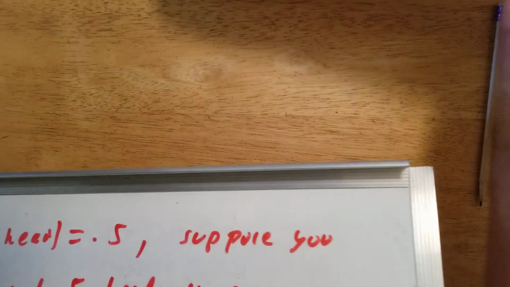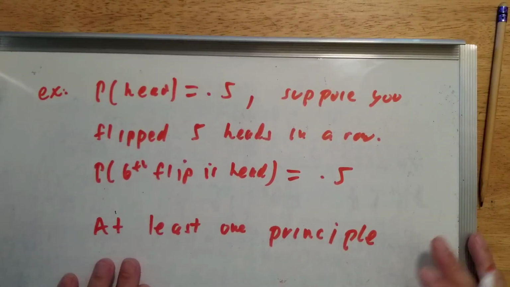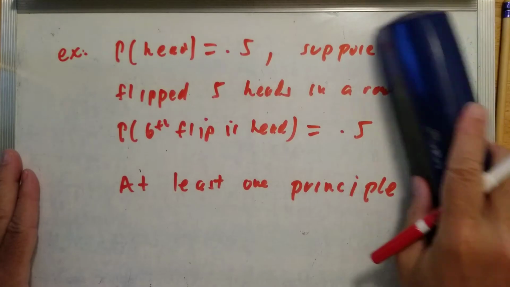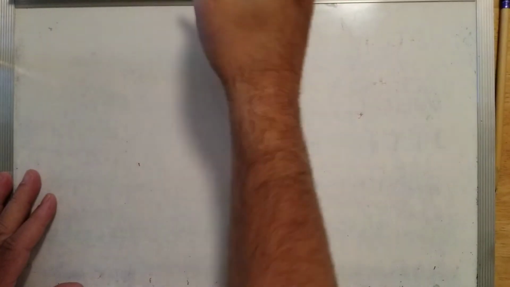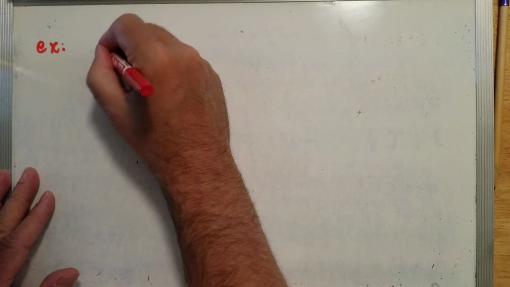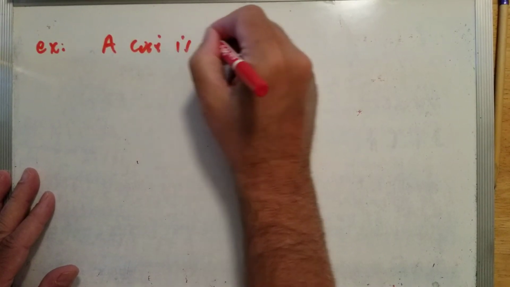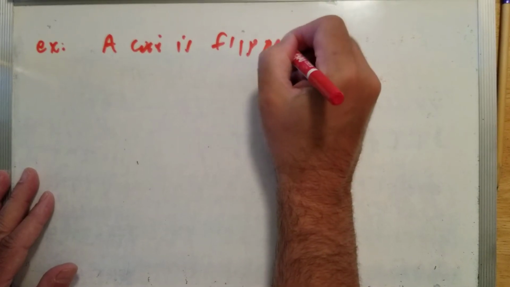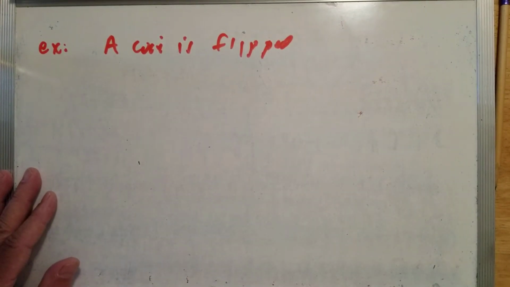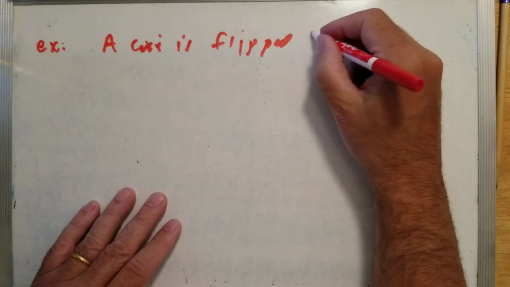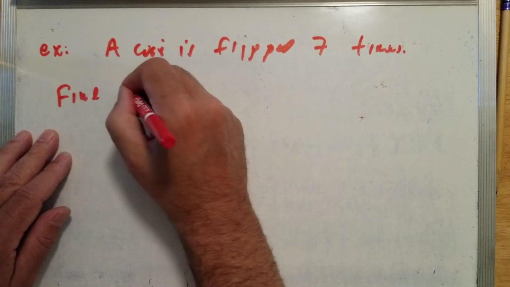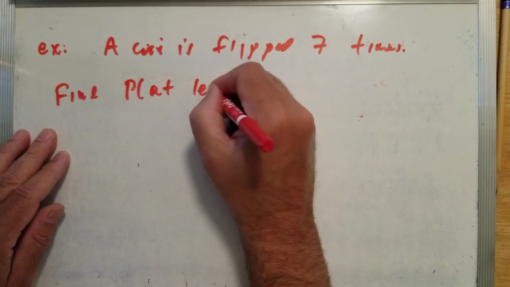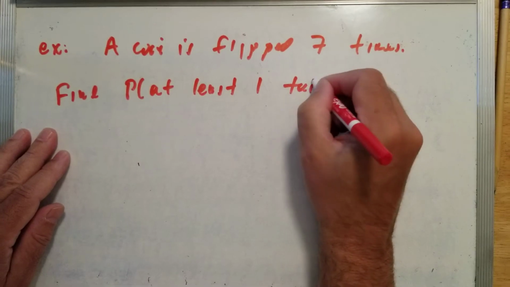But if we were doing more than 2 flips, it would be cumbersome to write out the space of equally likely outcomes, so we can apply what's called the at least one principle. Here's another example. A coin is flipped, instead of twice, let's say the coin is flipped 7 times. Find the probability of at least one tail.